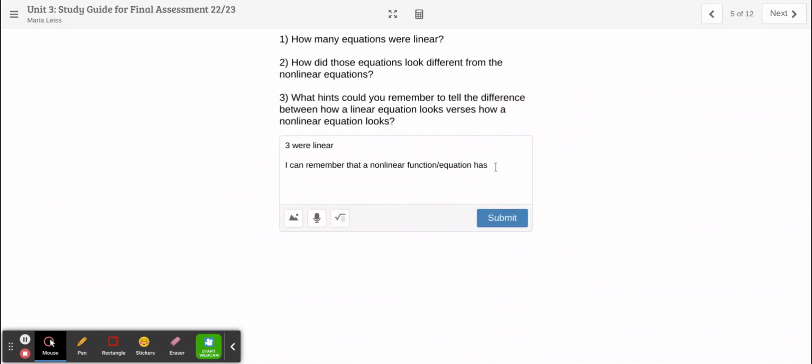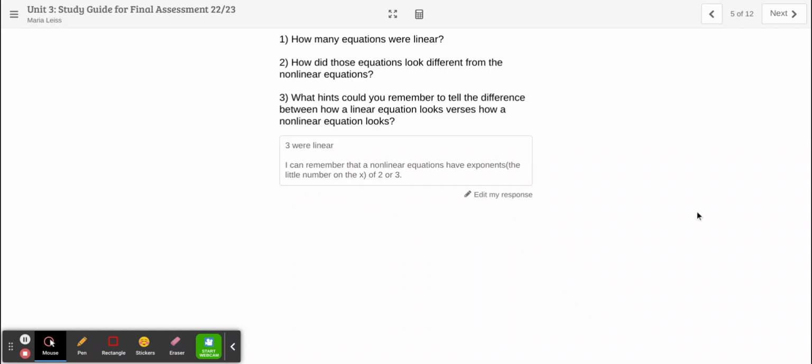So I'm going to say the nonlinear function or equations have exponents of 2 or 3. And I may even need to go back and remind myself that when I say exponents, I'm talking about the little number on the x.